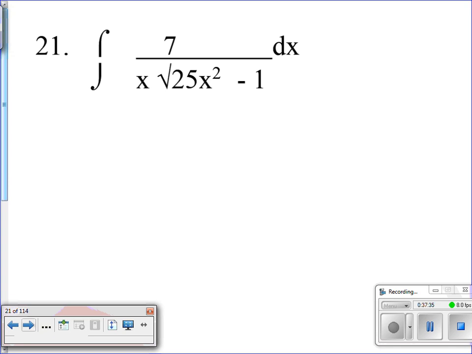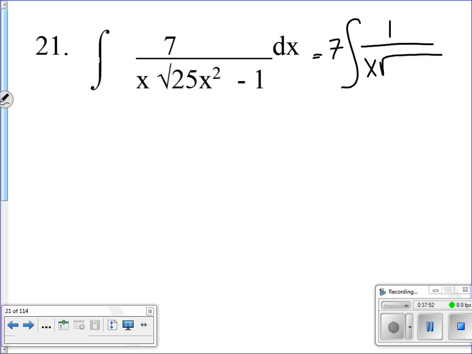I know I'm not going to put an inverse secant on here, but I'm going to show you anyway, for anybody that's interested. So first thing I'm going to do is pull out the 7. So I have 1 over x radical 25x squared minus 1.